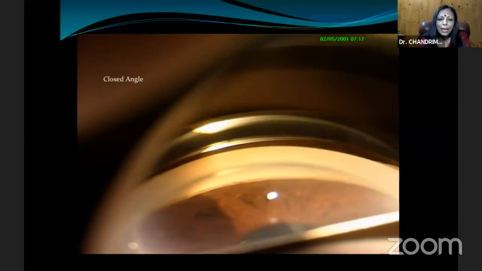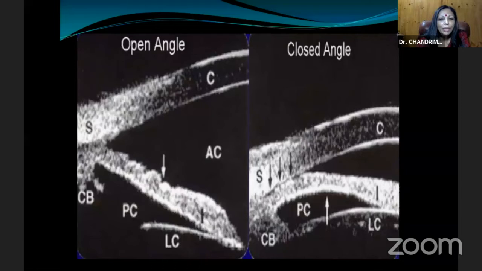And that's a closed angle. That's what this is all about. That's a closed angle where you cannot see a single structure that we saw in the previous slide. My work has been made simpler by the excellent presentations of Dr. Manish and Dr. Dipanjan, so I'll just go through this.